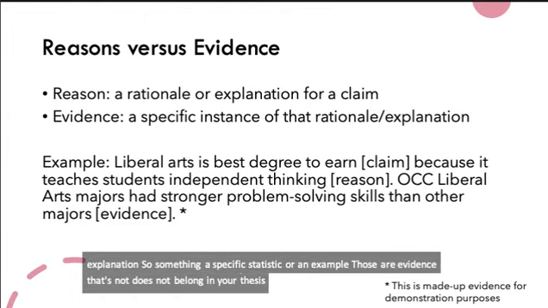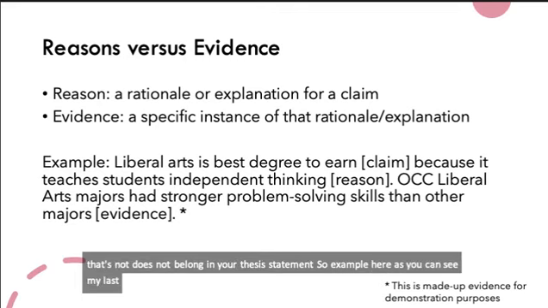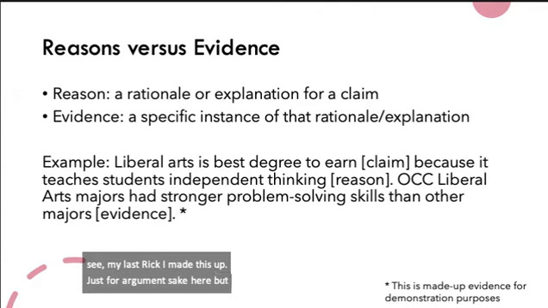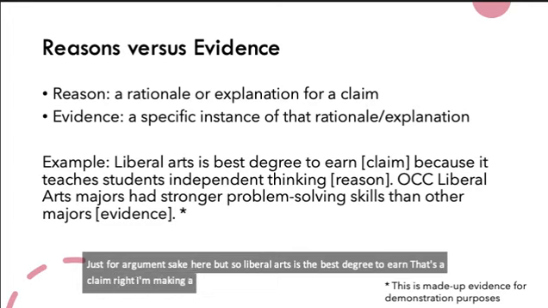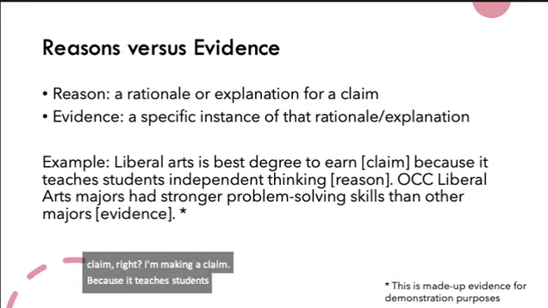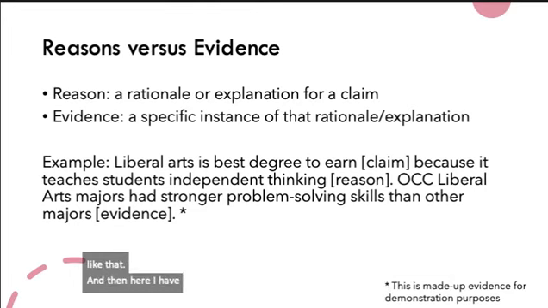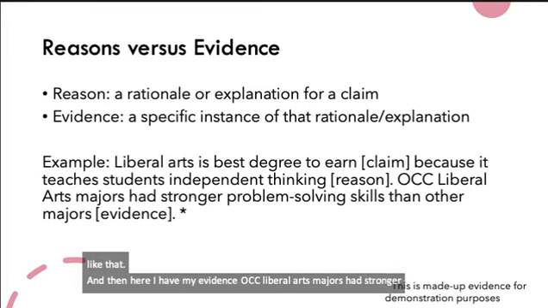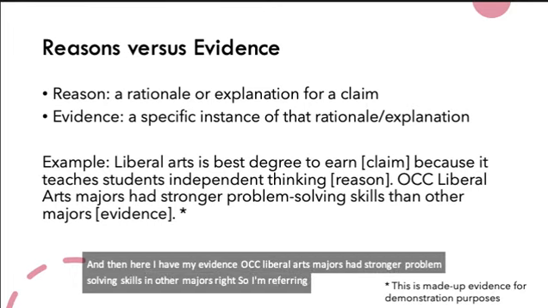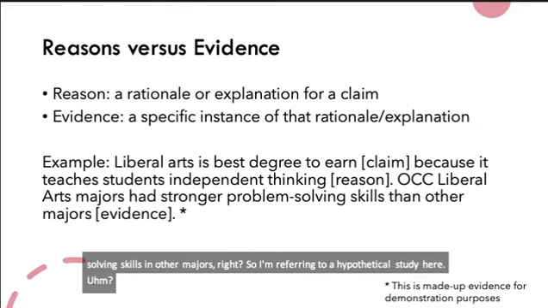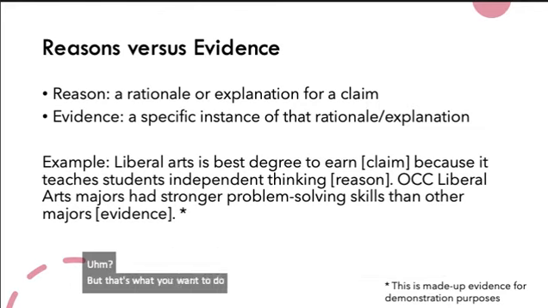So for an example here, as you can see by my little asterisk, I made this up just for argument's sake. Liberal arts is the best degree to earn. That's a claim, right? I'm making a claim, because it teaches students independent thinking. That's my reason, right? Usually reasons will be followed by a word like because or as a result of or something like that. And then here I have my evidence. OCC liberal arts majors had stronger problem-solving skills than other majors, right? So I'm referring to a hypothetical study here. But that's what you want to do with your reasons versus evidence.